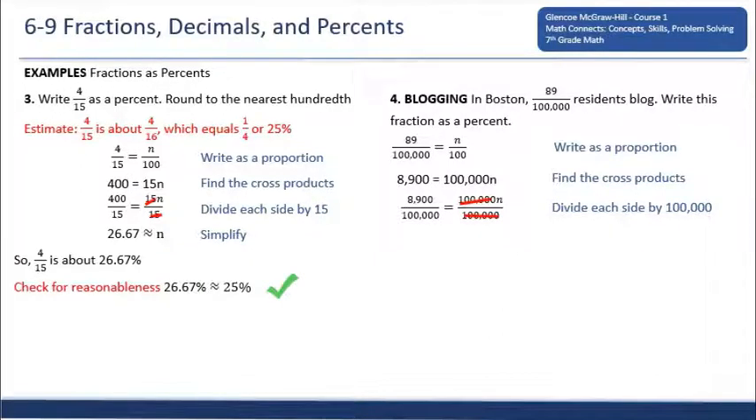And we'll simplify, and I'm just doing that to show you. And then if you divide 8,900 by 100,000, we get 0.089 equals n. So 0.089% of Boston residents blog.